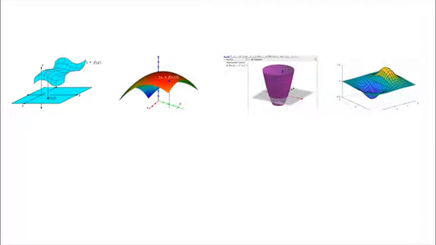Here we can see a few more graphs of functions of two variables. You can check the different graphs here. These are all functions of two variables. Totally three variables: z is a function f of x, y, so one dependent and two independent variables. Those types of functions will give us graphs like this. These are a few examples.